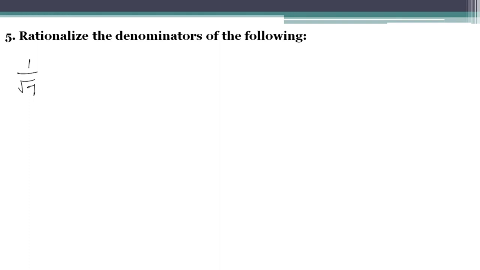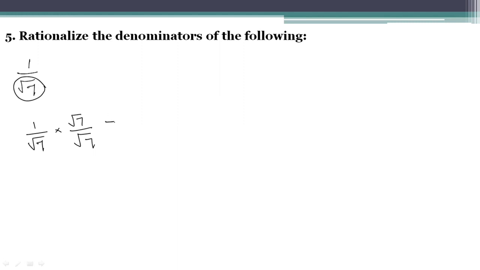Rationalize the denominators of the following. So what is the denominator here? Denominator is root 7. When you have only one term in the denominator, to rationalize it, we have to multiply both our numerator and denominator by this denominator. What is the denominator here? Root 7. We have to multiply the numerator also by root 7 and the denominator also by root 7.